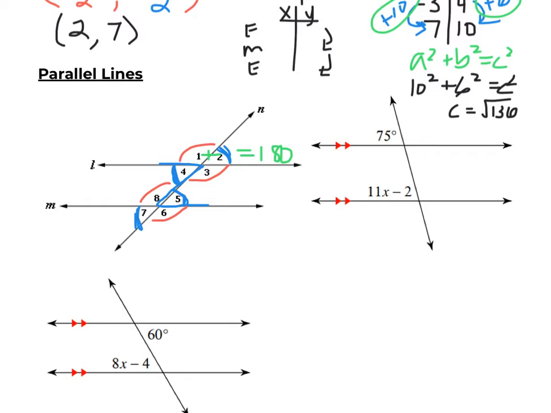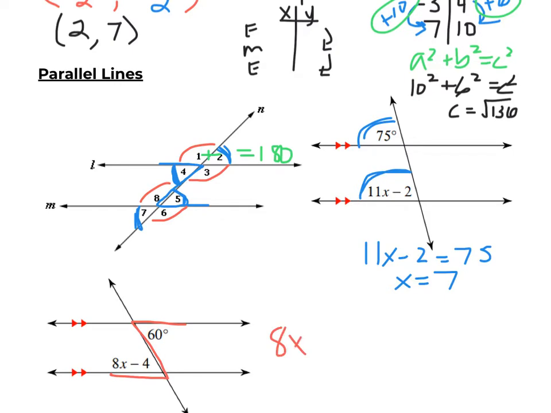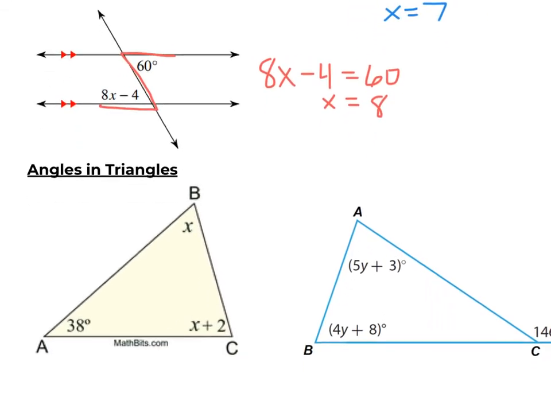So in my first problem, these are in the same position, so they're called corresponding angles. So 11x minus 2 equals 75, so x equals 7. The next problem, we have the Z going on, which means they're alternate interior angles. So they're equal, so 8x minus 4 equals 60, so x equals 8. See, parallel lines aren't that bad.